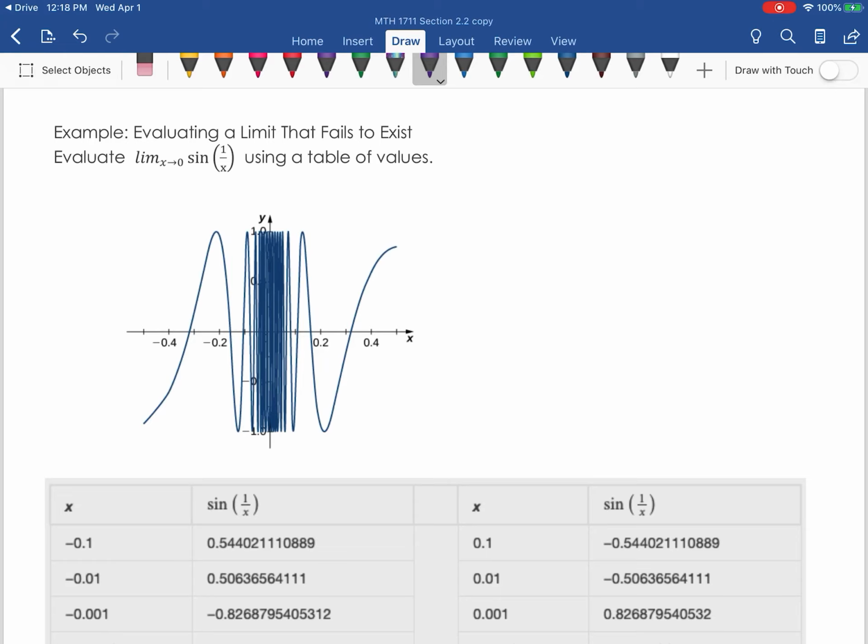There are times that a limit fails to exist. And if you recall, we have one-sided limits, where you're evaluating a limit but coming from one direction only. So for example, if you're coming from the right, a one-sided limit would look like this.